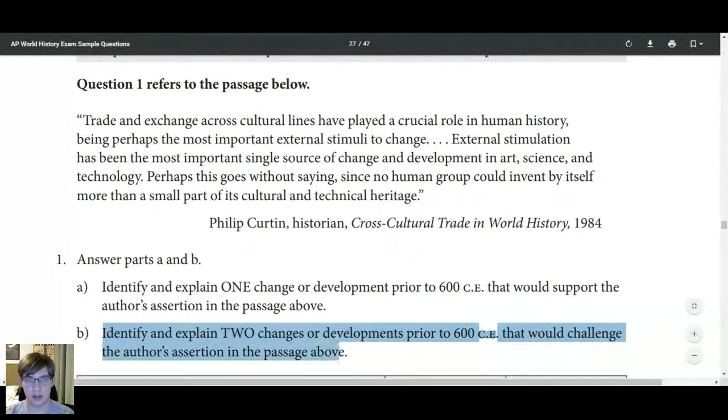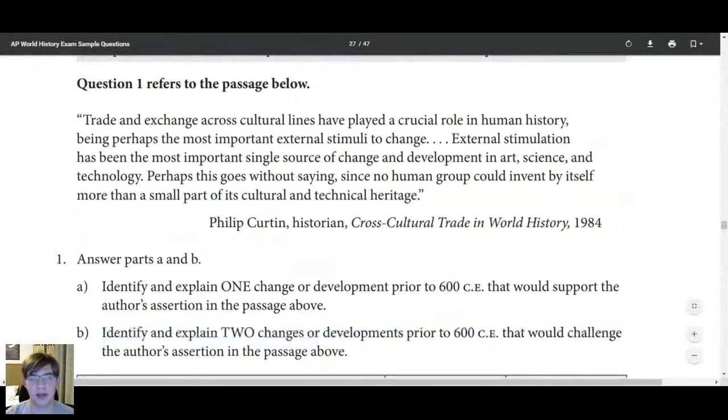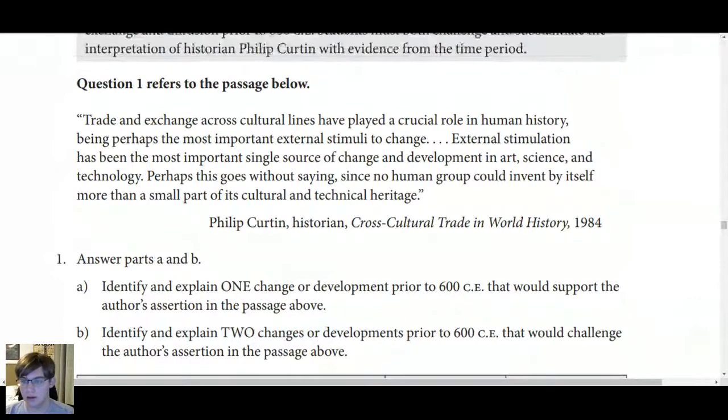Let's see. All right, there we go. I just want to look at the answer because this is a hard one. I'll be honest, this is a very hard question. Part B. So talk about how trade isn't important, really. Okay, you could mention the independent development of language.